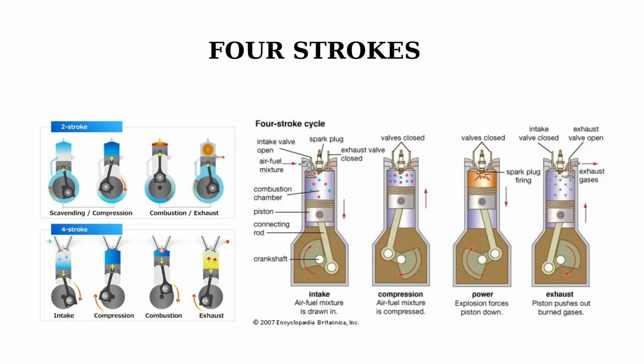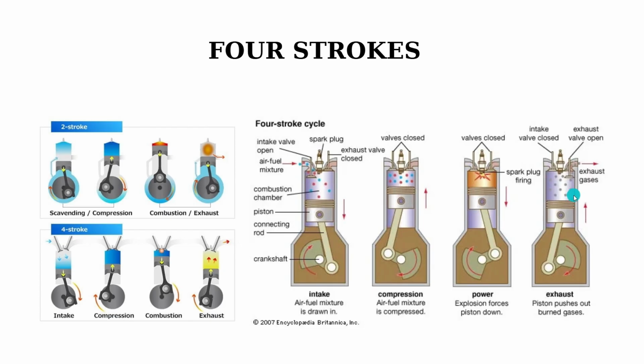This is the only stroke where the engine actually produces energy that can be used for movement. So we can say that the power stroke converts chemical energy into mechanical motion for the engine. This is the heart of the engine cycle. Without this stroke, there would be no movement at all because we can't burn the air-fuel mixture.